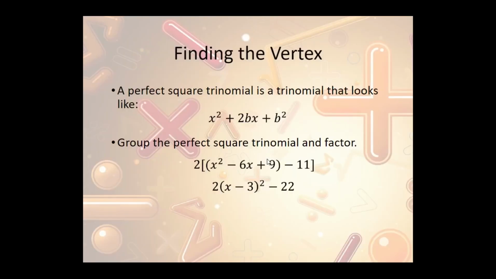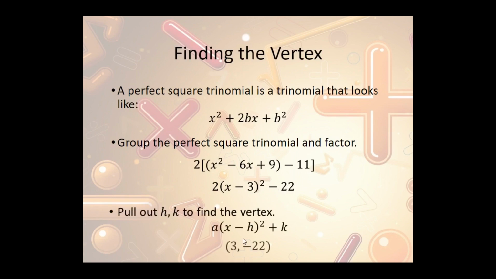Now how do we find the vertex then? Once we've completed the square, we just plug this in. We recognize that this is the h value, and it's always supposed to be minus h. So my h value is just here, and it's going to be positive, so it's positive 3. Then my k value is supposed to be positive, but this one's negative, so it would be minus 22. So my vertex would then be (3, negative 22). That's how I find the vertex once I've completed the square.